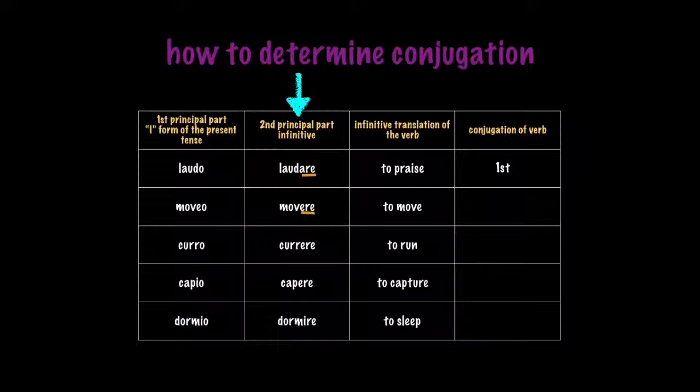If the infinitive ending is ERE and the first principal part ends with EO, that verb belongs to second conjugation. If the infinitive ends with ERE and the first principal part just has the letter O, it is a verb from third conjugation. If the infinitive ends with ERE and the first principal part ends with IO, we say this is a third IO verb. And finally, if the infinitive ends with IRE, it belongs to fourth conjugation.